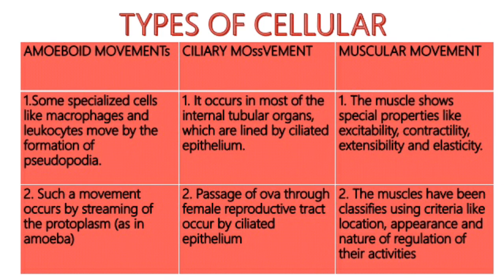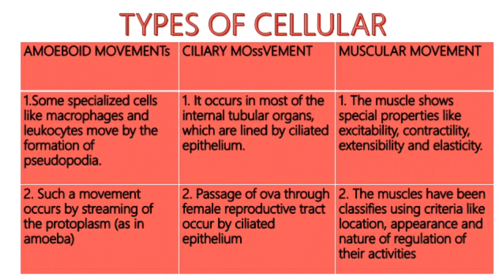Types of movement: amoeboid movement, ciliary movement, muscular movement. Amoeboid movements, as in the case of unicellular organisms like amoeba. Within our body also some cells move, like macrophages and leukocytes, which move by the formation of pseudopodia, just like the amoeba. So this type of movement is known as amoeboid movement. Amoeba also moves in this way only.